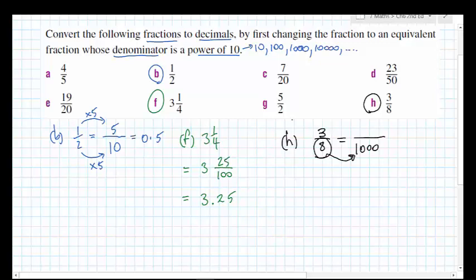I know that to go from that to that, I've multiplied it by 125. So I have to multiply that by 125. And so I end up with 375 over 1,000. So when I then look at this, I have 375 thousandths, so I put 0 point. I then draw in 3 places after the decimal because I'm looking for thousandths here, and then I can simply write in my number 375, and that's how I end up doing that conversion.